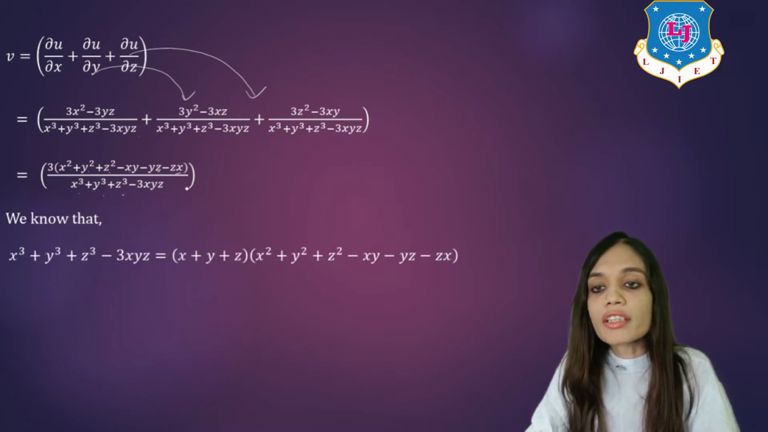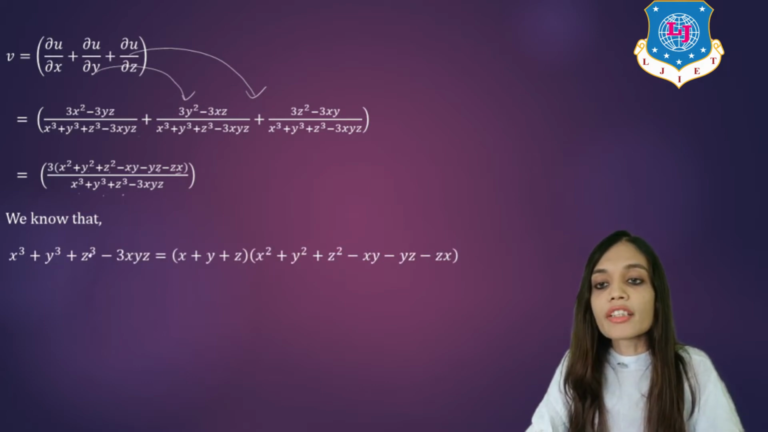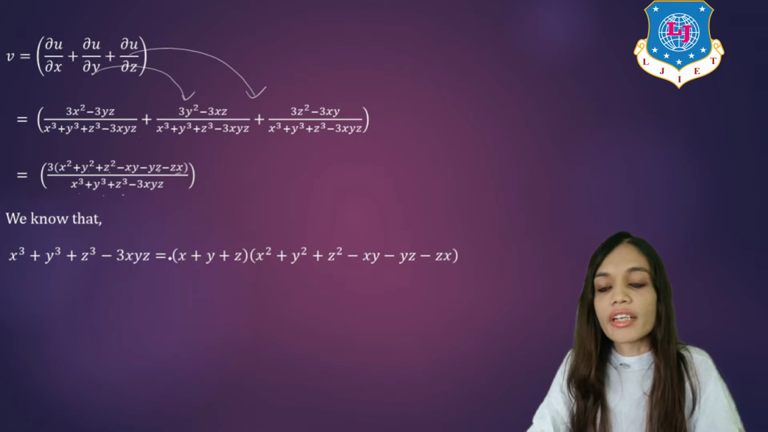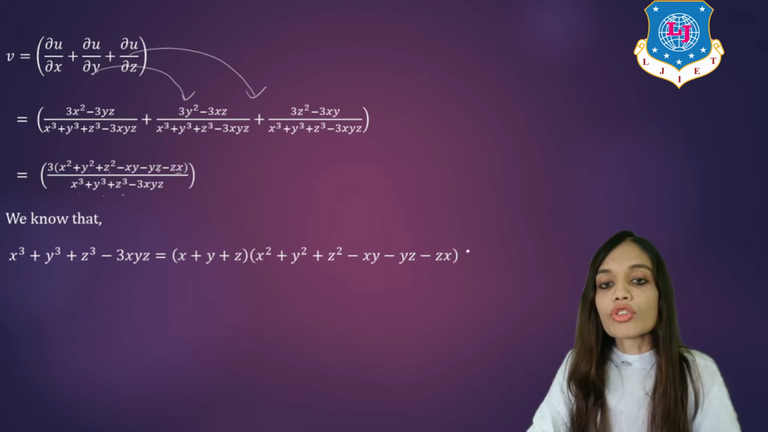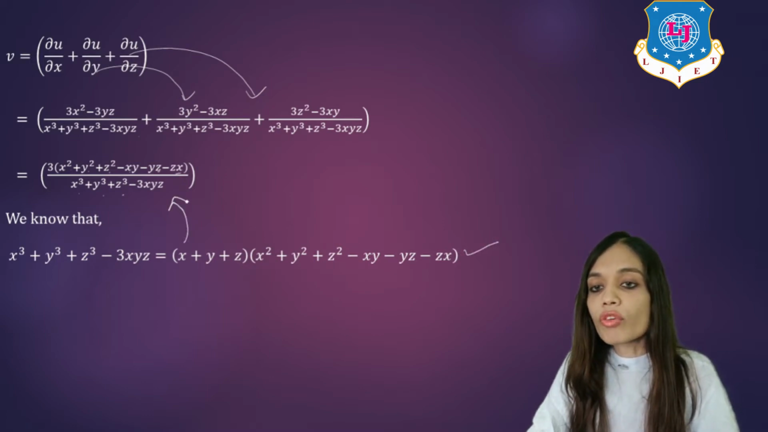Now we will simplify this term. As we know that x cube plus y cube plus z cube minus 3xyz is equal to (x plus y plus z) into (x square plus y square plus z square minus xy minus yz minus zx). You must know this formula. Now replace this formula in this term.